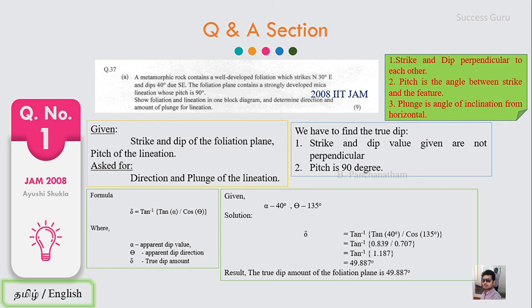So the true dip amount of the foliation plane is 49.887 degrees. And as you know, the dip and plunge are equal in this sum, so the plunge will be 49.887 degrees. That is the plunge amount. And as you know, they asked for the direction. The pitch is given as 90 degrees from the strike, and the strike is 30 degrees, so we have to add this 90 to this 30. So the answer will be north 120 degrees east. So the pitch of the lineation is 120 degrees and the plunge is 49.887 degrees to be precise.